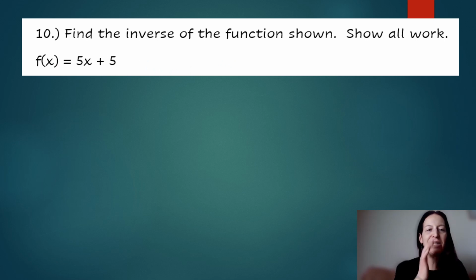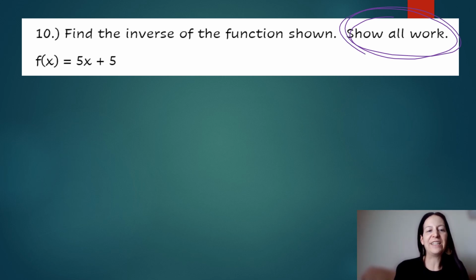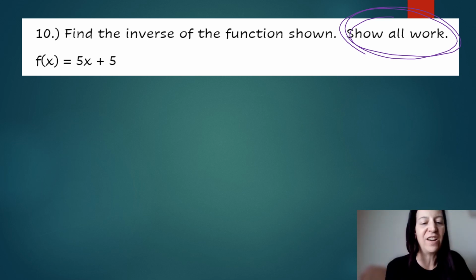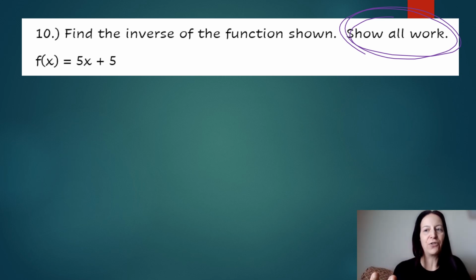Okay, next one, find the inverse of the function shown, show all work. So notice it does say that you need to show all work. Okay, so I need to see this process and I need to see it done and laid out the way that we did it in class. So it needs to go top to bottom, left to right, the good structure. If you can't tell, that was a serious issue on the last test. So hopefully you'll go back and review this in your notes and such.